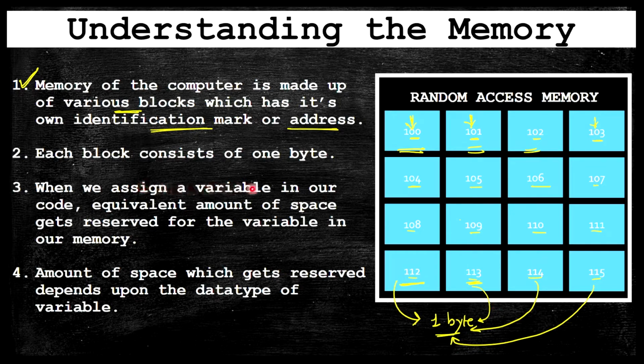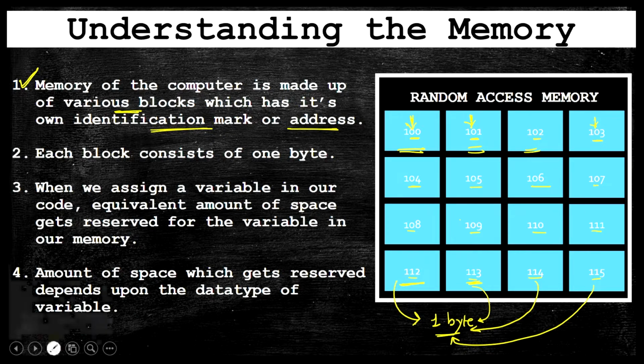Now, when we assign a variable in our code, an equivalent amount of space gets reserved for the variable in our memory. We already knew this, that when we assign or declare a variable, an equivalent amount of space is reserved in our random access memory, or RAM. How much space is reserved depends upon the data type of the variable.